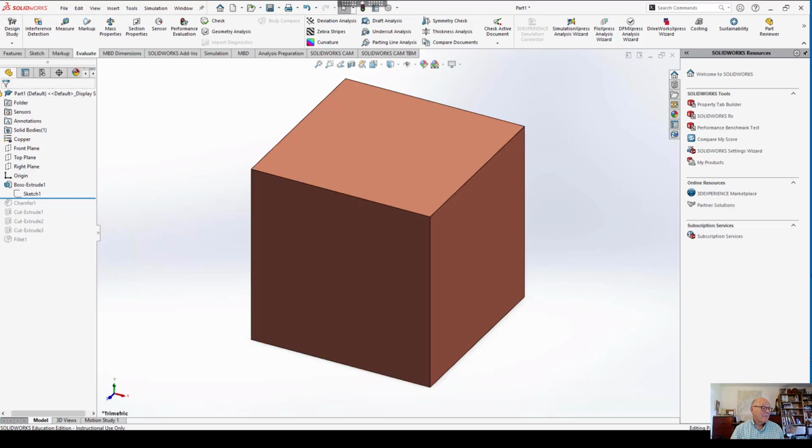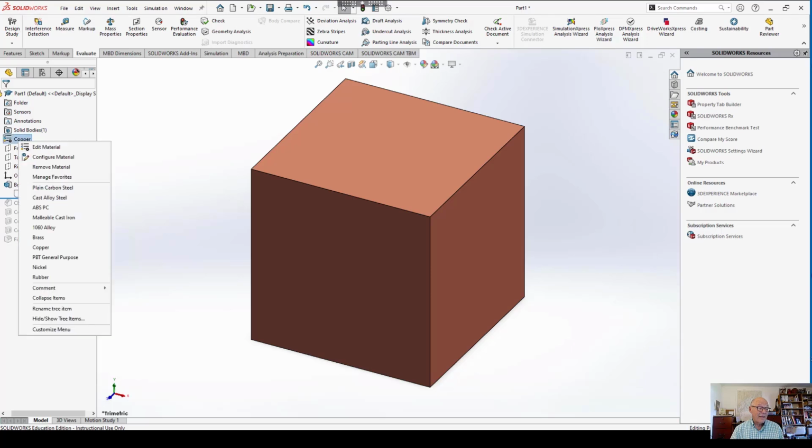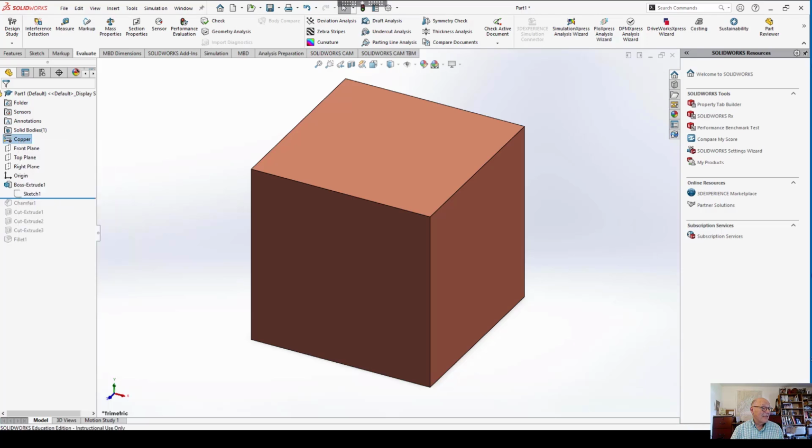But you have other choices for materials as well, and they're very accurate, by the way, and I know because I made a part one time, complex part that I got from a company. I modeled it in SolidWorks, checked the mass, and when I weighed it on a very accurate scale, it was within a couple of grams of being correct.